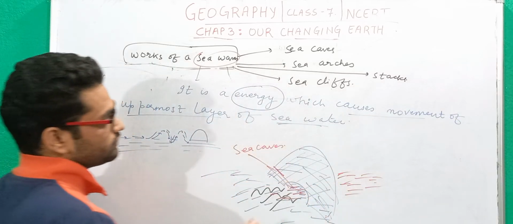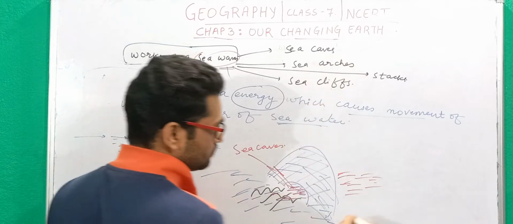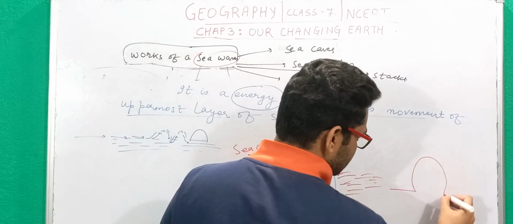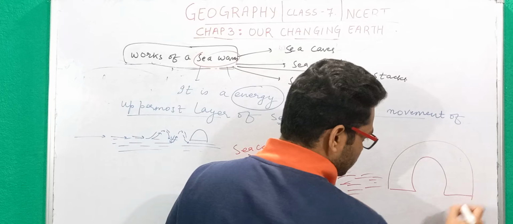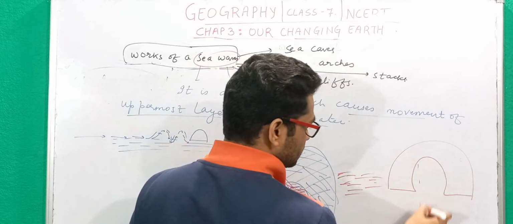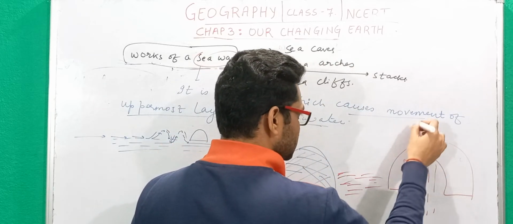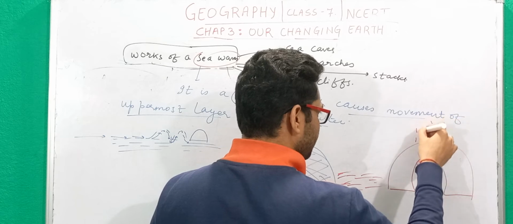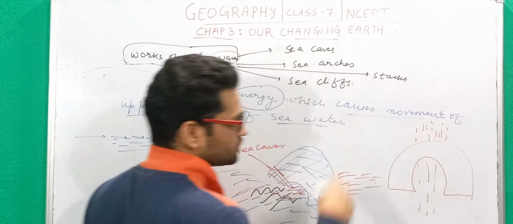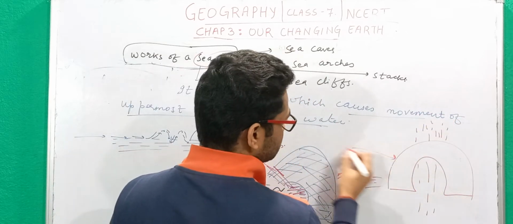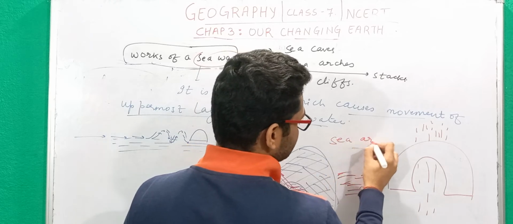When this type of tunnel-like structure gets formed, you will find that the rock will now look like this, and the water is flowing across beneath the rock. Okay, a tunnel-like structure gets formed. This is called a sea arch.